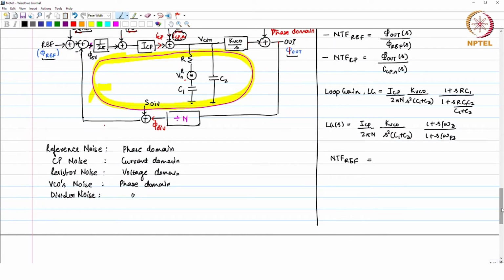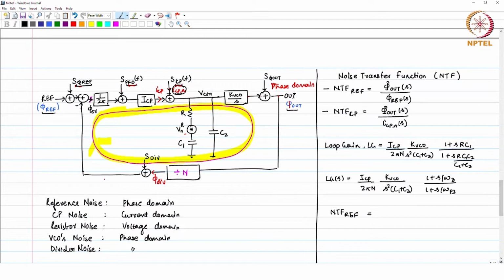you have a change at the input, which is your reference, and how it comes at the output. That is straightforward, because the reference noise adds at the input. So, the closed loop transfer function is going to be n times loop gain of S divided by 1 plus loop gain of S. Okay.